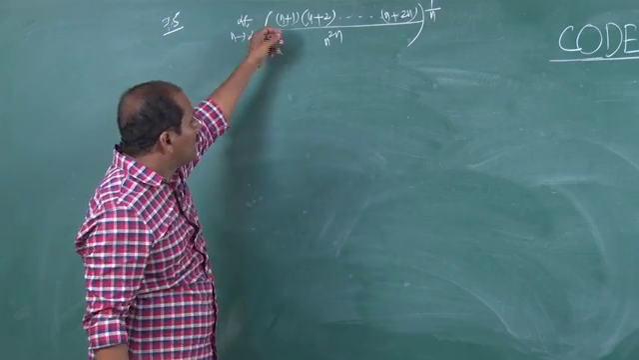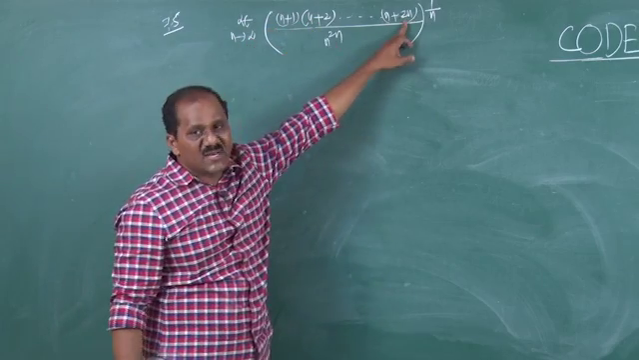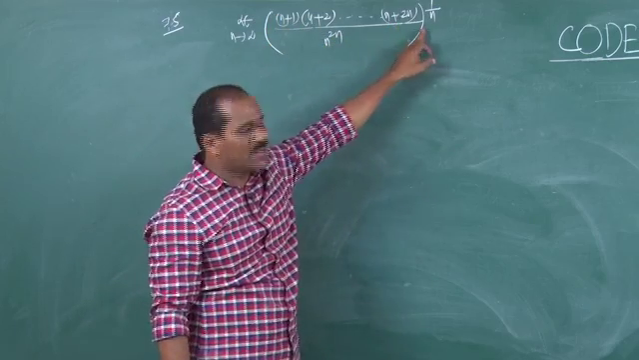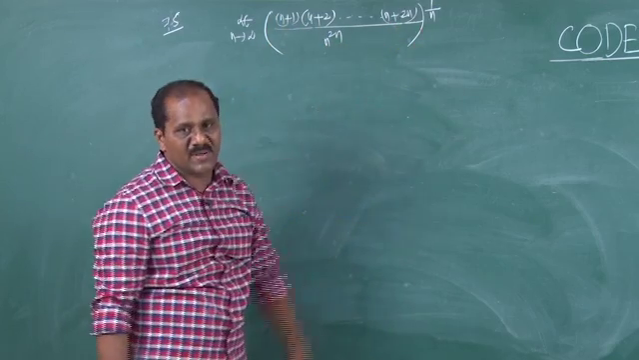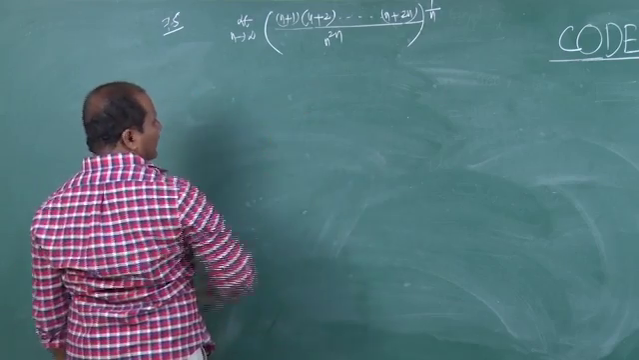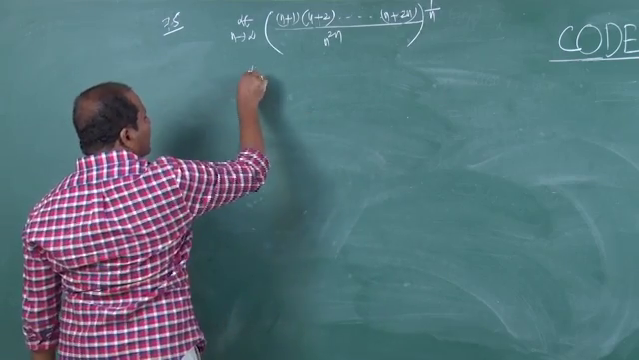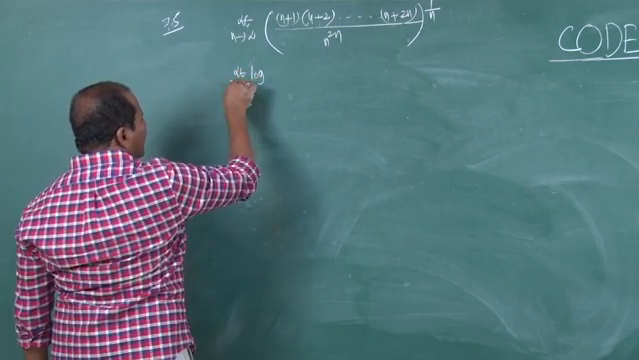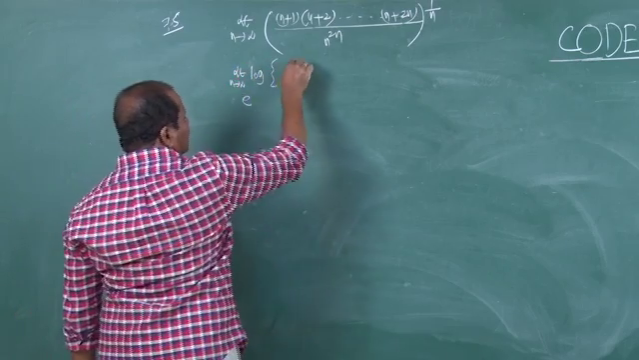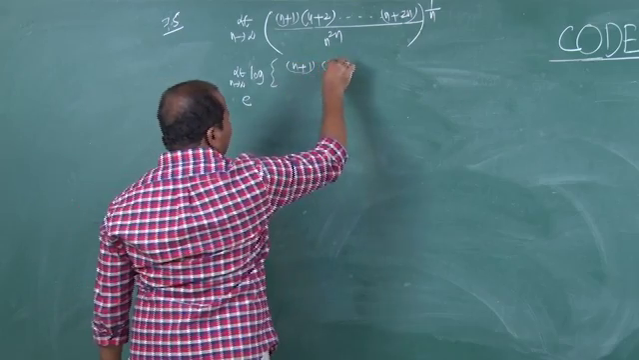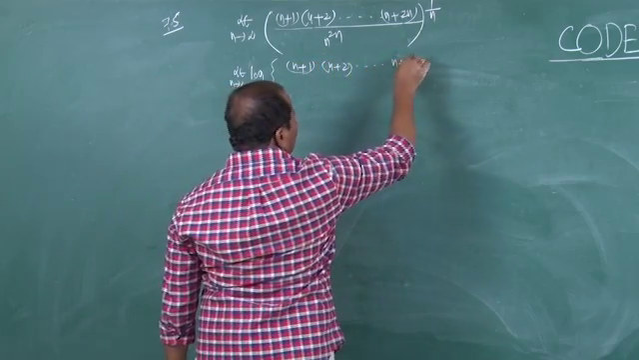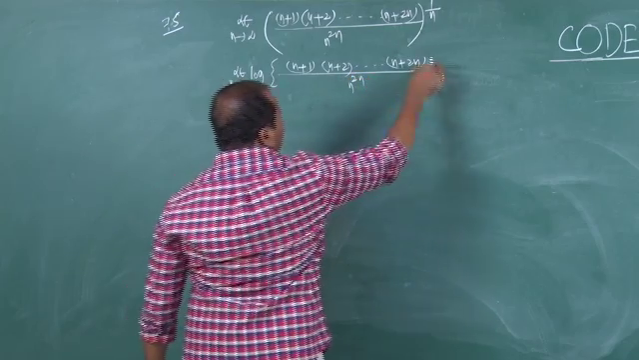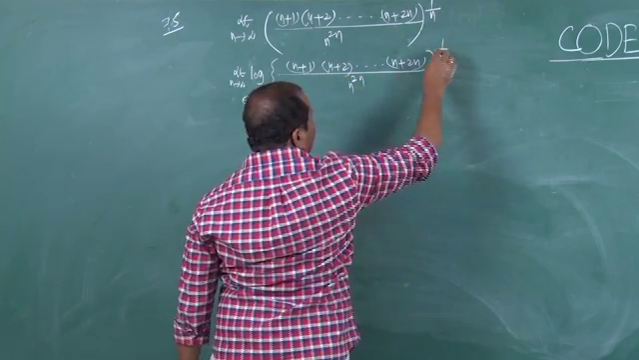Next question, the limit of (n plus 1) into (n plus 2) and so on up to 3n is given. Since every term is in the form of n plus something, write this as (n plus 2n) by n power 2n, whole power 1 by n. So, take the logarithm for the given problem, or write e power of the log of the limit as n tends to infinity of ((n plus 1)(n plus 2) and so on up to (n plus 2n) divided by n power 2n) whole to the power of 1 by n.